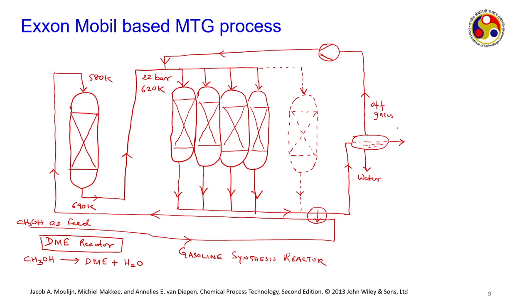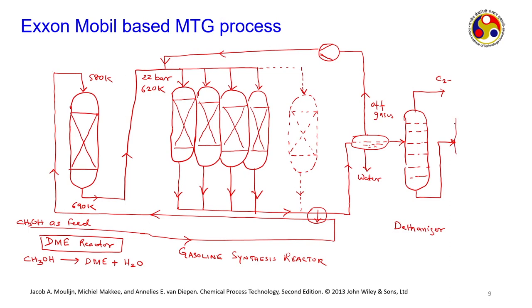Then you have a deethanizer, which is again a packed column. You have C2 minus coming out and the remaining product. This is called the deethanizer. The remaining product goes to a stabilizer, something like an absorption column, again a packed absorption column. What you get is LPG, that is C3 and C4, and then gasoline. Finally the heavier comes down, so this is called a stabilizer.